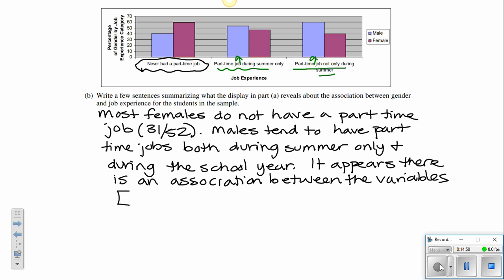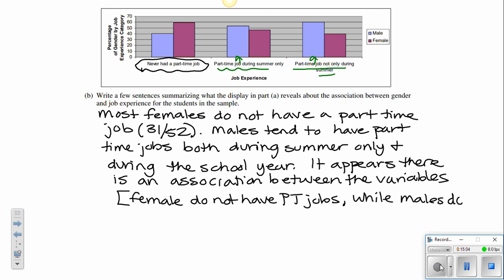And then I'm going to put in parentheses, females do not have part-time jobs, while males do, from our graph. All right, so that's kind of what we have going on, right?